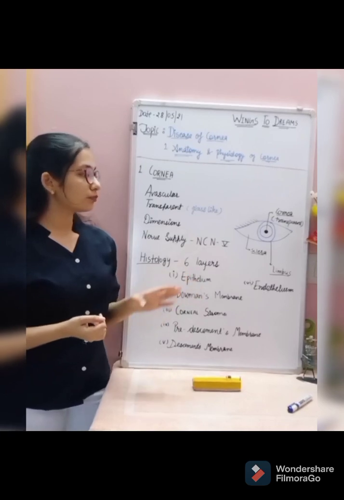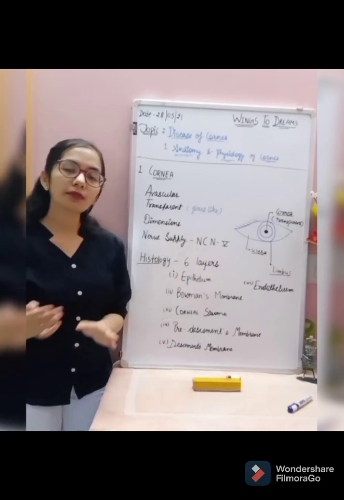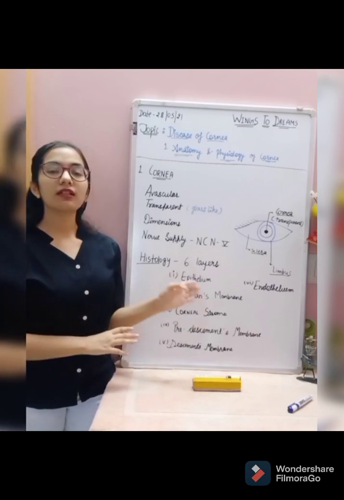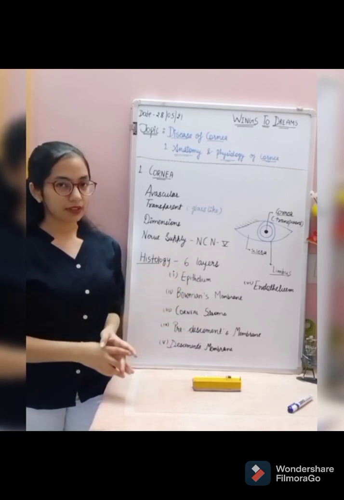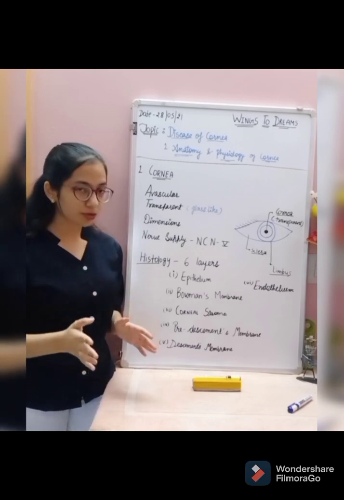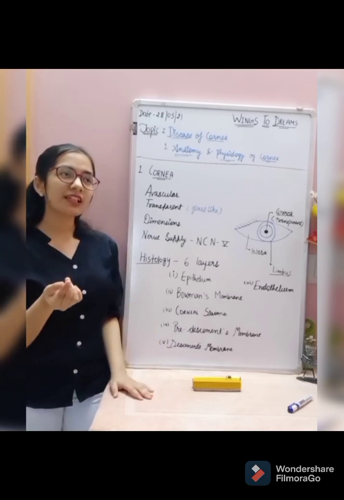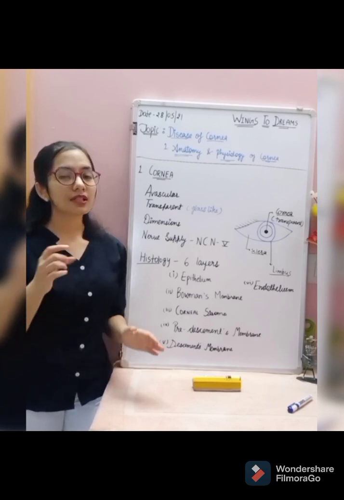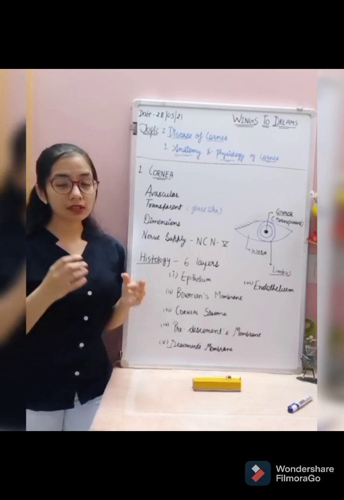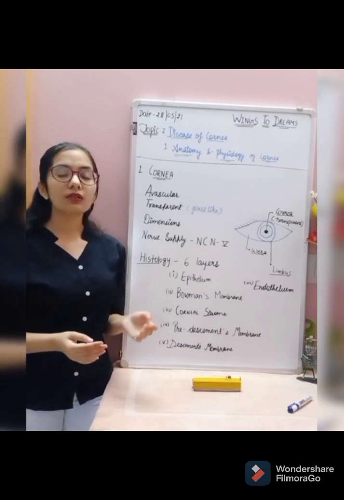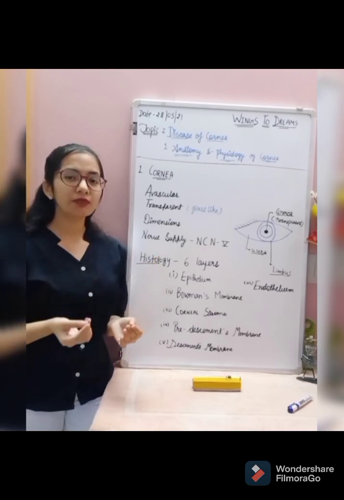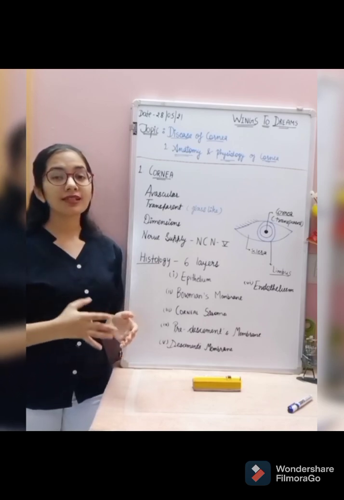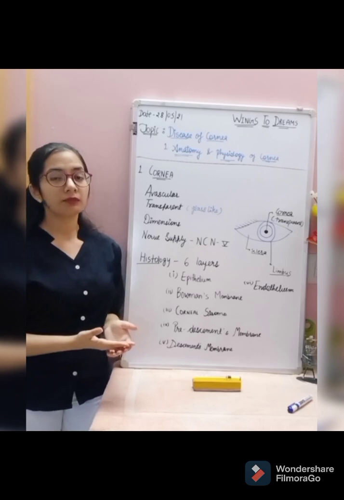After that, the most important thing I want to focus on in this whole lecture is the histology of the cornea. It's just a transparent film, as I told you before, and it has 6 layers. We can say it is a transparent, thin layer, but despite that it has 6 layers, because of which it protects our eye.